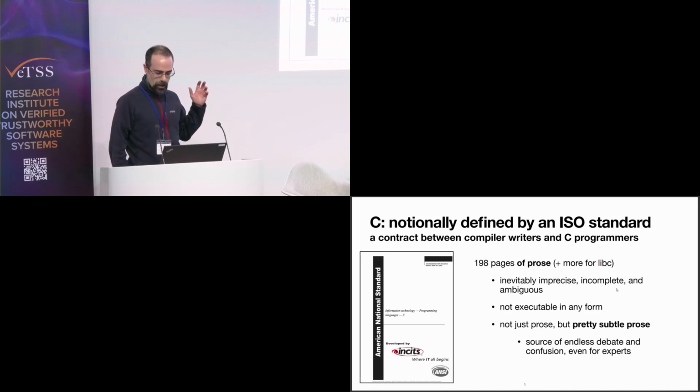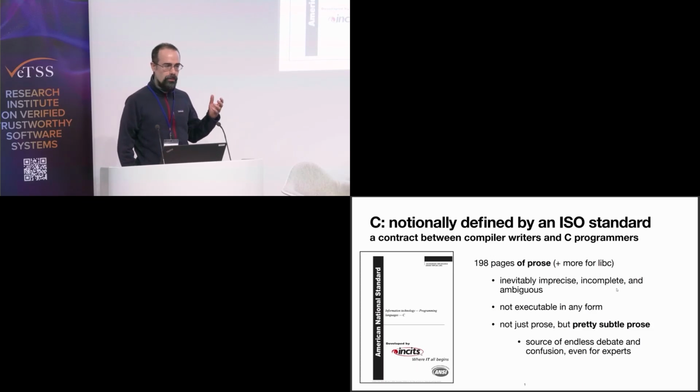And this standard takes the form of nearly 200 pages of English prose, and many more hundred pages if you add the standard library. As a result of that, it's inevitably imprecise and incomplete and ambiguous. And it's not executable in any way. It's not only English prose, but quite often very subtle prose. And this has been the source of endless debates and confusion even among experts.